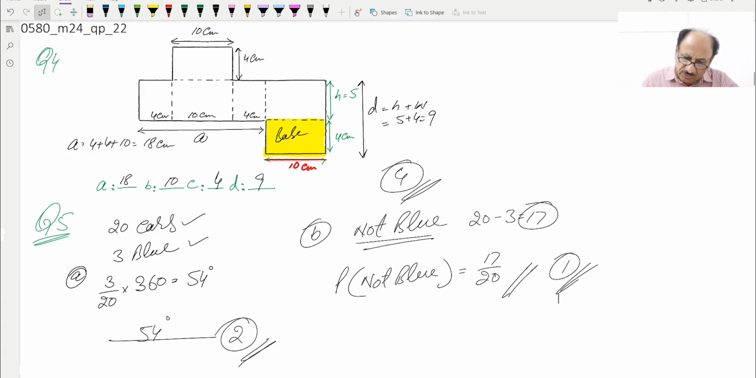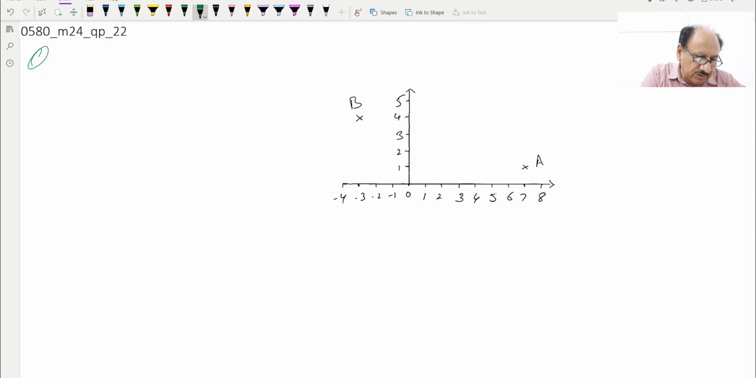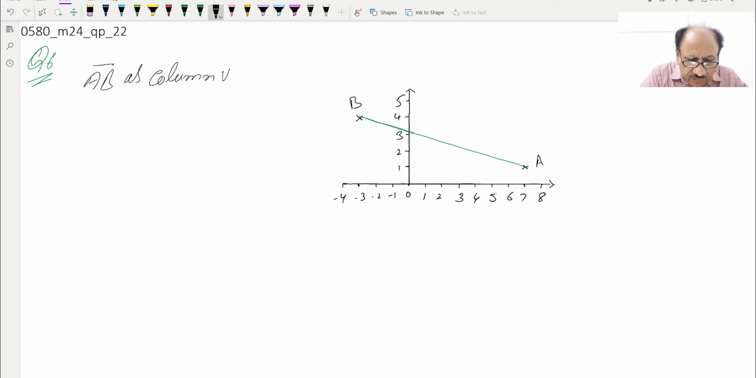Hopefully you understood this. Now question number 6 of the same paper, and this is a column vector question. A and B are given. I have drawn a partial grid. Basically, if we join AB it will be in this line, which we can join, and the question they are asking is to write AB as a column vector. So we have to write it as a column vector.